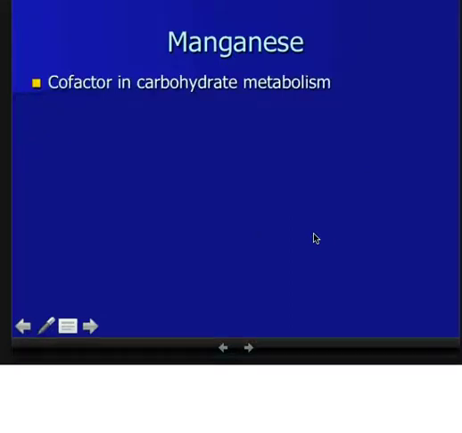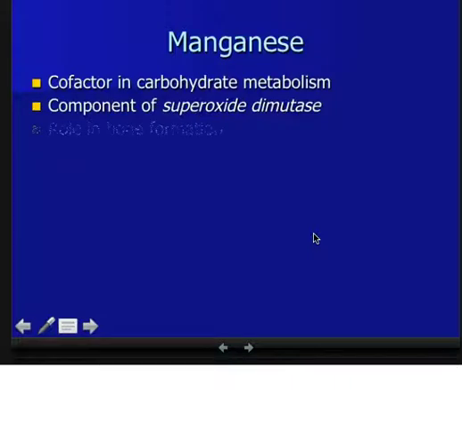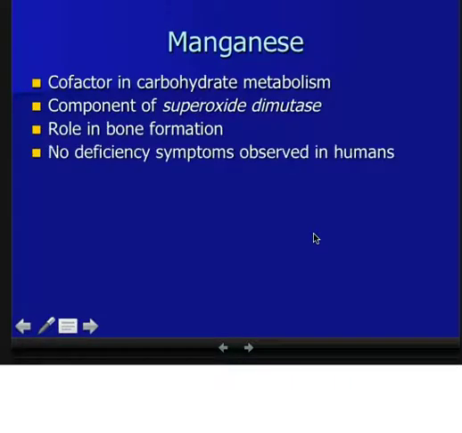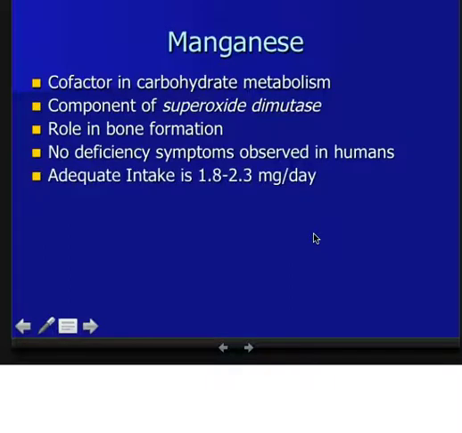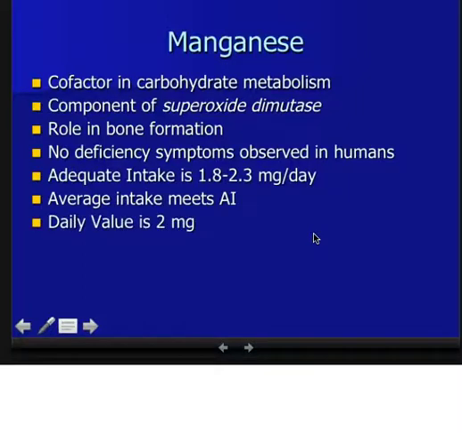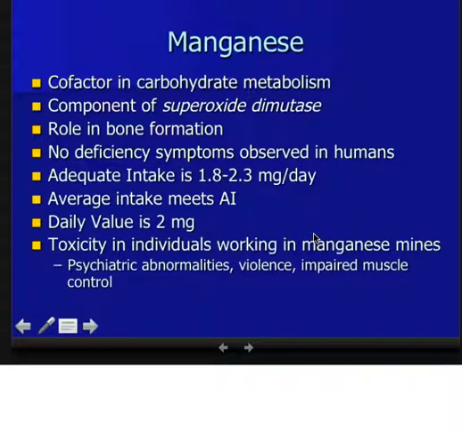Okay, manganese. It's a cofactor in carbohydrate metabolism and a component of superoxide dismutase, and has a role in bone formation. There are no deficiency symptoms observed in humans. The AI is about, call it, 2 milligrams per day. Average intake usually meets the AI, and the daily value is 2 milligrams per day. Toxicity in individuals working in manganese mines is characterized by psychiatric abnormalities, violence, and impaired muscle control. The upper level is 11 milligrams per day.